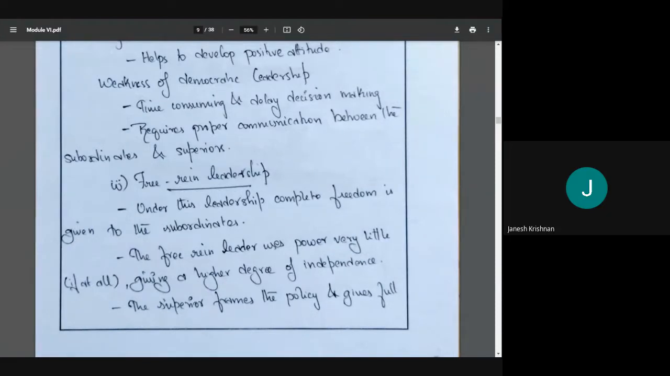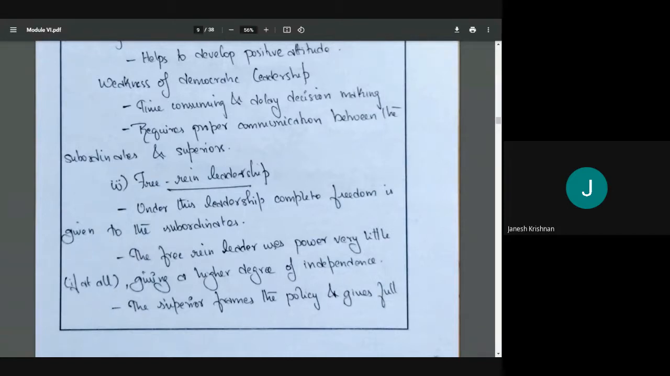So the leader over here doesn't use any power. His power use will be zero in most cases, and even if he is using it, it will be very, very little. That gives the subordinates a higher degree of freedom. They can do whatever they want.